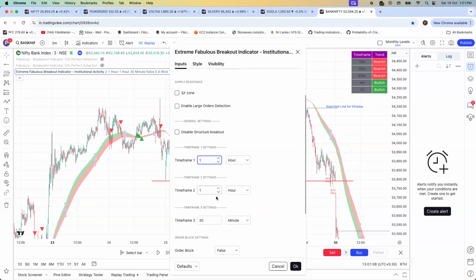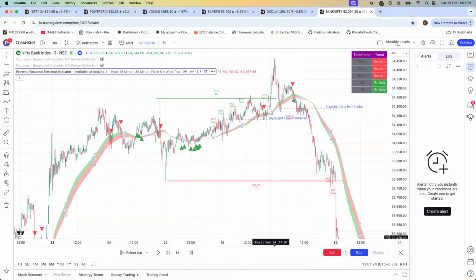I want to see it change in 30 minutes, so I have 30 minutes. I also want 15 minutes, so I'll take it to 15 minutes. I have three different time frames set up here: 1 hour, 15 minutes, 30 minutes. When I put that, it also checks for 15 minutes breakout. It also checks for 1 hour breakout. See, this 1 hour breakout is here.